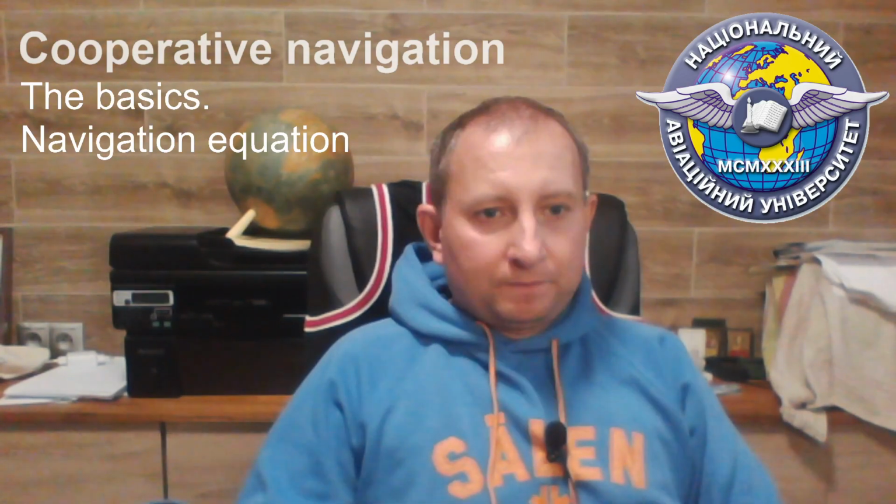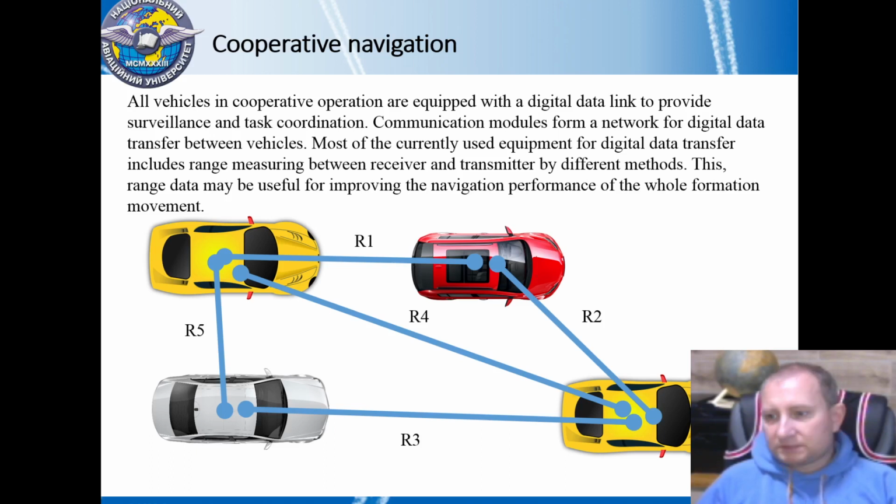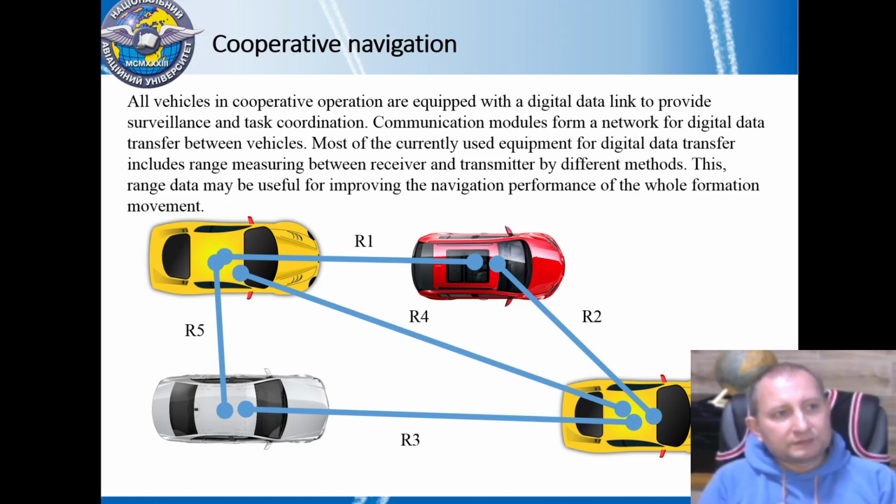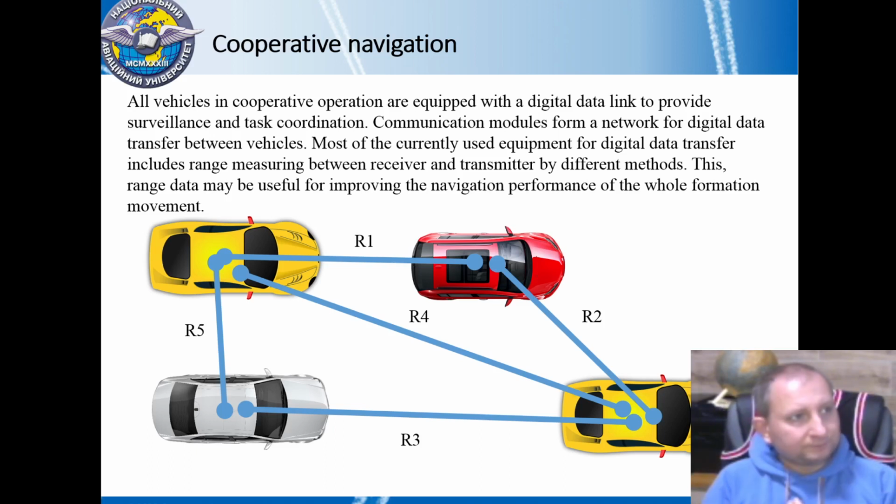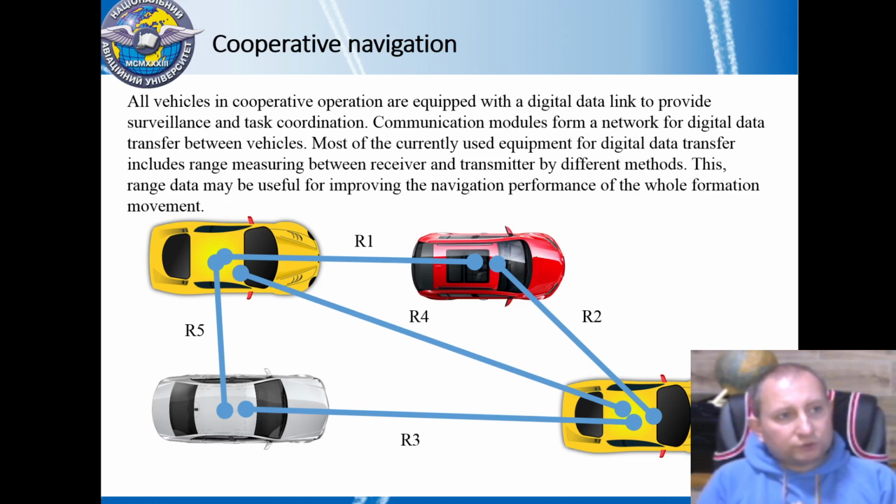Okay, let's consider some example, maybe. All vehicles in cooperative operation are equipped with a digital data link to provide surveillance and task coordination. Communication modules form a network for digital data transfer between vehicles.